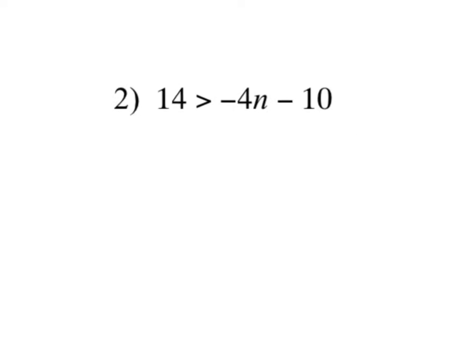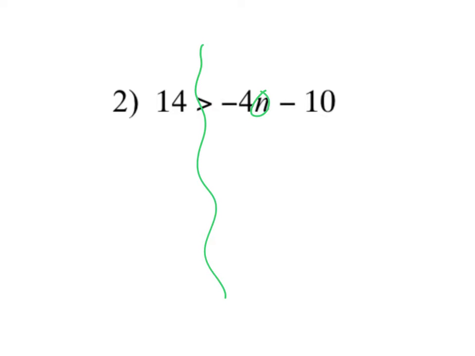Let's look at this one. Find my inequality sign, find my variable. I'm going to add 10 to both sides. I'm going to start with that first. That turns that into a 0. And 14 plus 10 is 24. Inequality sign, -4n.